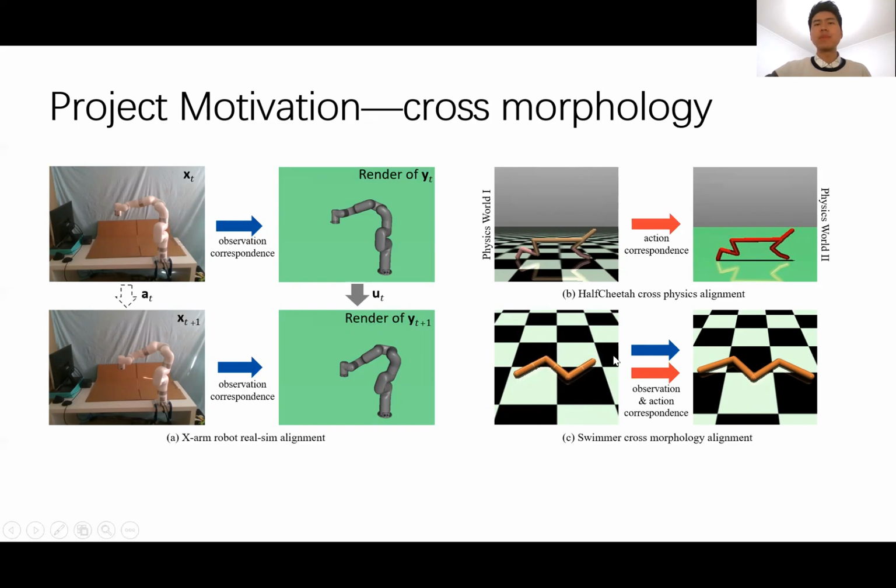In the third setting, we have different morphology. For example, this is a 3-part swimmer, and this is a 4-part swimmer, and we want to transfer the policy from one domain to another domain, to translate both the state and the action. Once this correspondence is built, we can transfer the policy from one domain to another domain, and we call this setting cross morphology. So in this project, we propose a general framework to solve these 3 different tasks in a unified single model. But we don't need any paired data to train the network. However, we can exploit the shared dynamics information to help solve the correspondence learning problem.